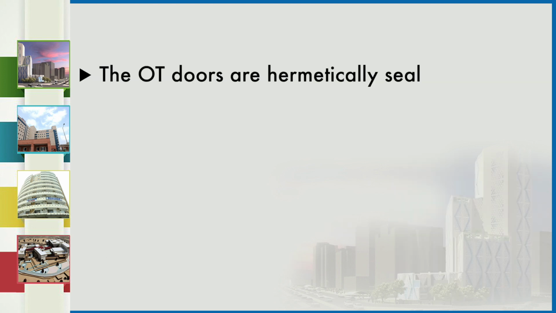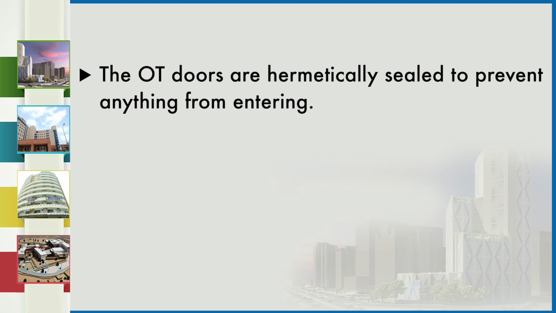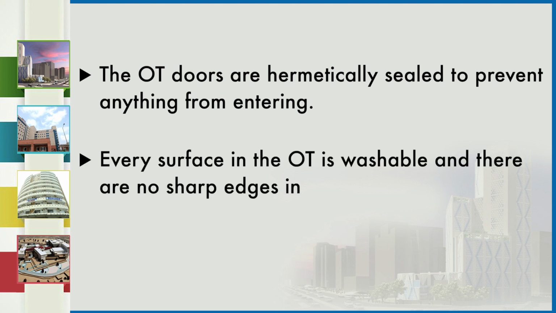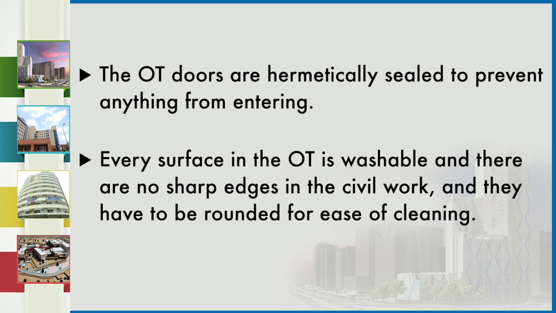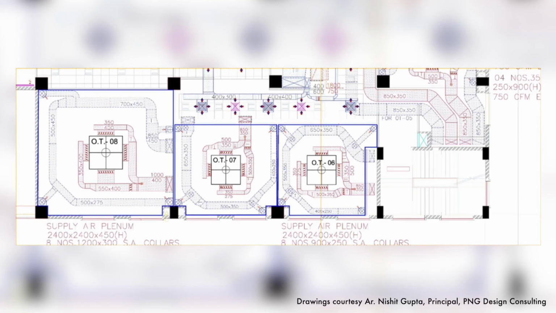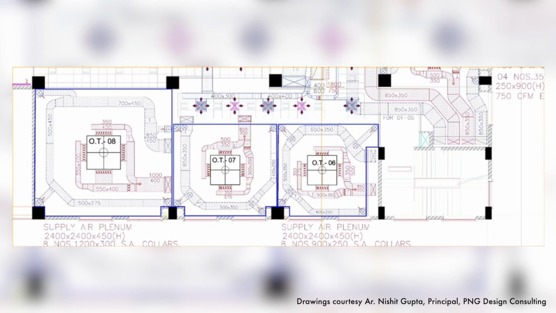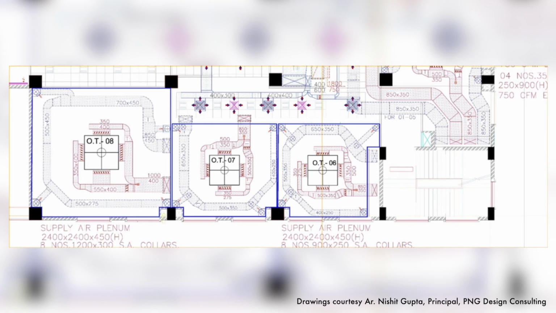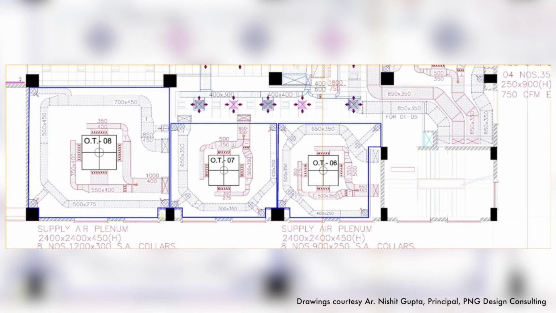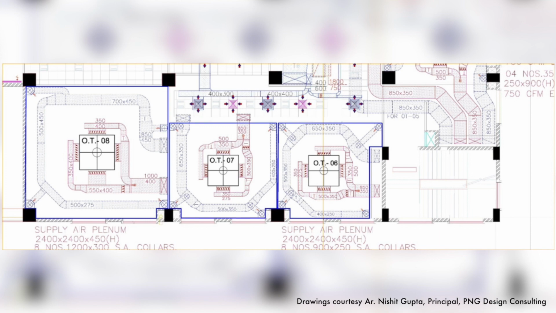The operation theatre doors are hermetically sealed to prevent anything from entering. Every surface in the OT is washable and there are no sharp edges in the civil work; they have to be rounded off for the purpose of cleaning. Each OT has a dedicated AHU fitted with pre-filter and fine filters, humidifiers, smoke extraction fan and UV chamber.